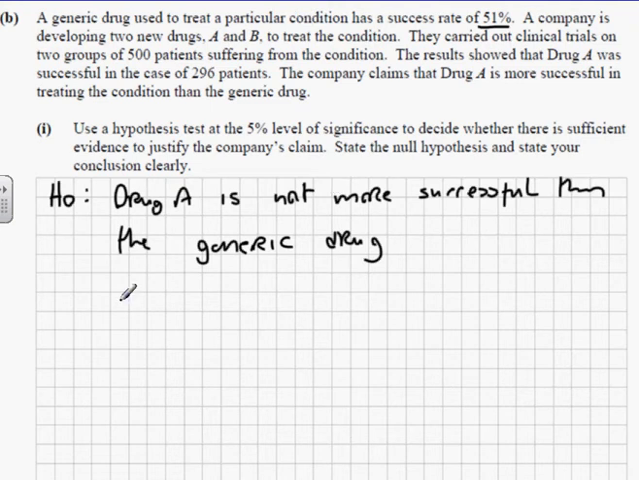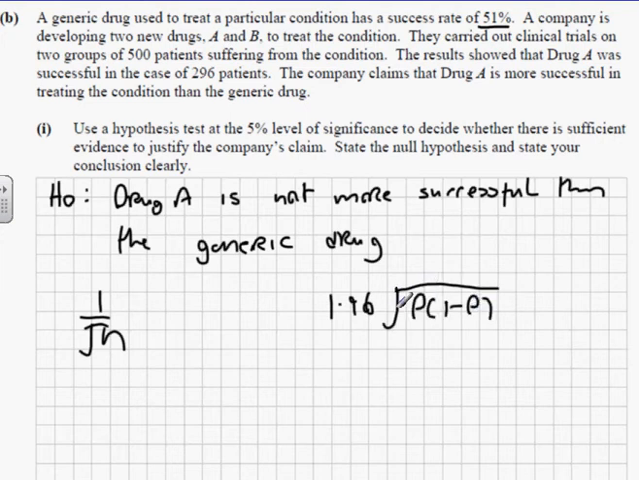Your two choices are 1 over root n, or 1.96 times the square root of p(1 minus p) all over n. They are your two choices in this question. Because you're given a statistic of 296 over 500, the p option is available to you.